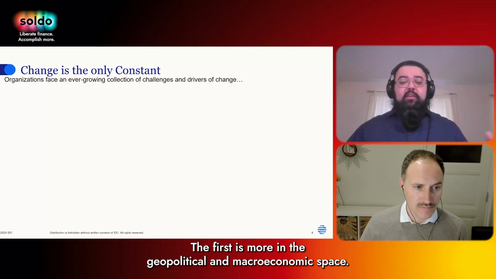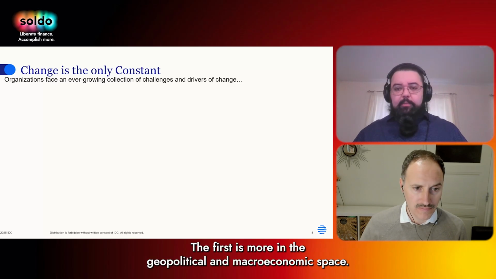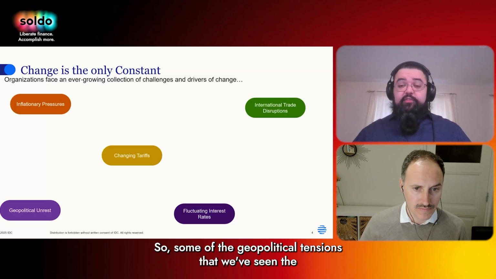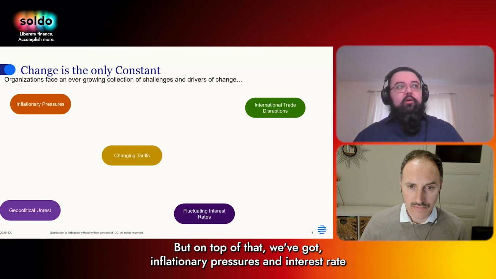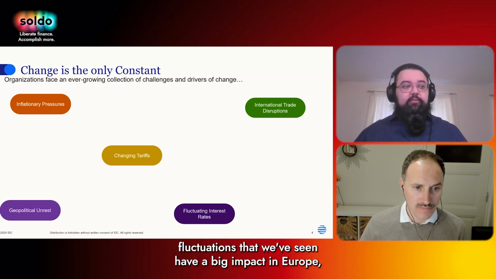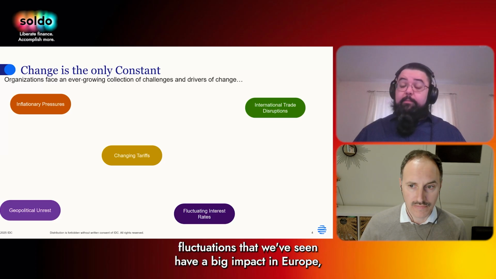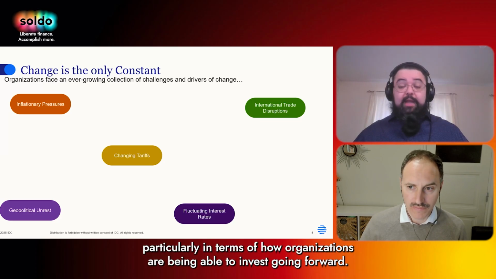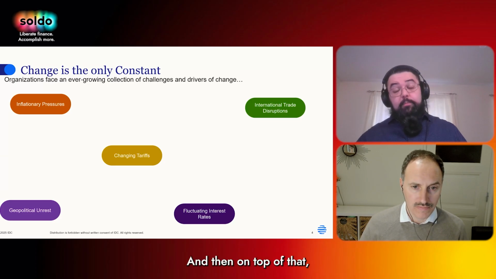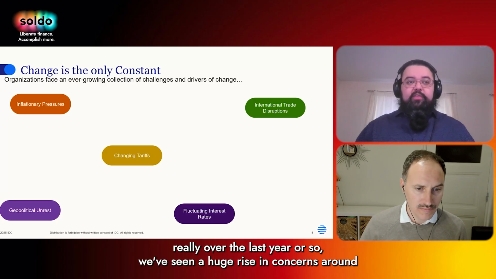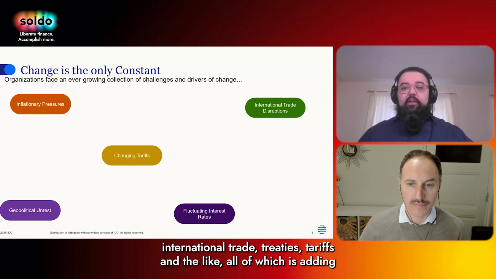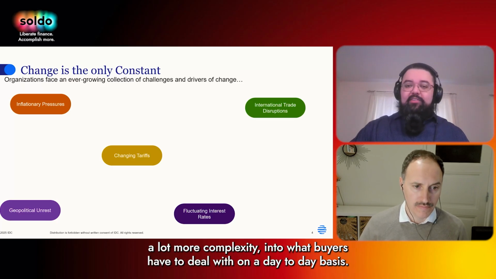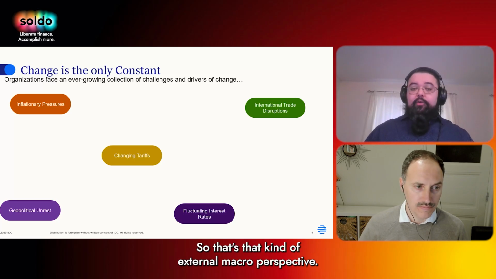The first is more of a geopolitical and macroeconomic space. Some of the geopolitical tensions that we've seen are reshaping supply chains and the way that businesses operate. On top of that, we've got inflationary pressures and interest rate fluctuations that have had a big impact in Europe, particularly in terms of how organizations are able to invest going forward. And then over the last year or so, we've seen a huge rise in concerns around international trade, treaties, tariffs, and the like, all of which is adding a lot more complexity into what buyers have to deal with on a day-to-day basis. So that's the external macro perspective.